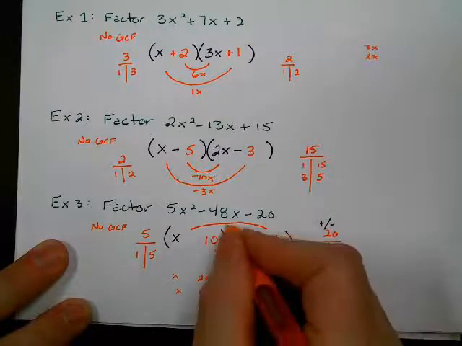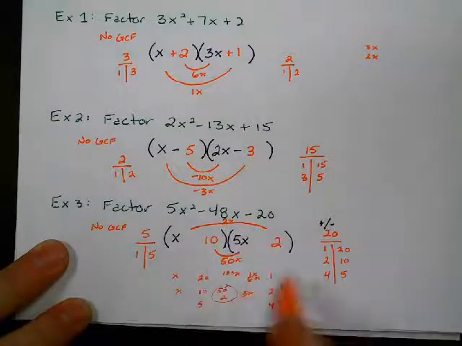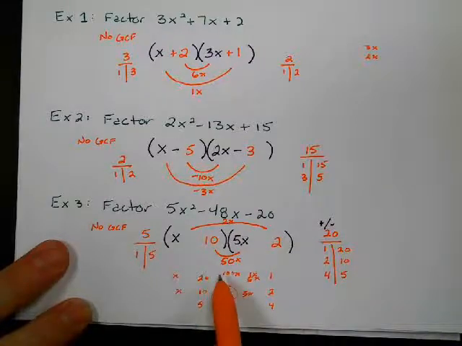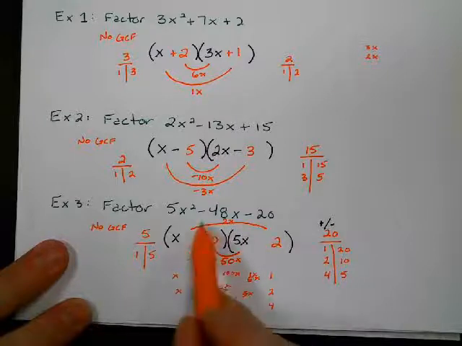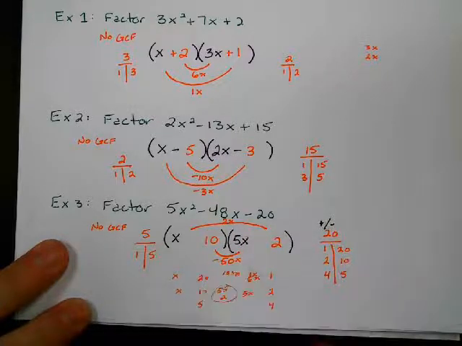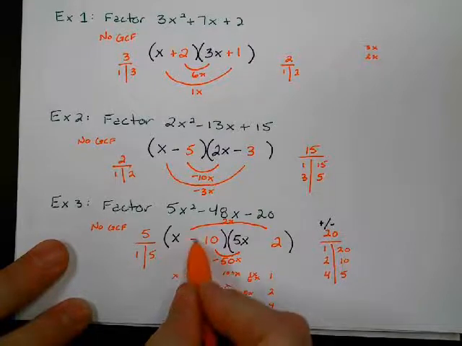All right, now I haven't put in the negatives yet because I need to decide, should the 2x be negative or should the 50x be negative? Well, since this is negative 48, the 50x has to be negative. So that means this needs to be negative 10 because negative 10 times 5x would be negative 50x.